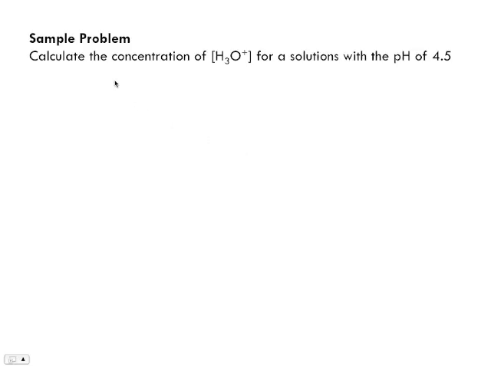So here's the first practice problem for these types of equations. Calculate the concentration of the hydronium ion for a solution with a pH of 4.5. We start off with our main equation: the concentration of the hydronium ion is equal to 10 to the power of negative pH. I put it in red because that's what we're going to substitute this 4.5 into, and it's going to look as follows.